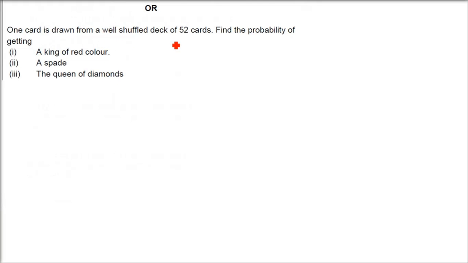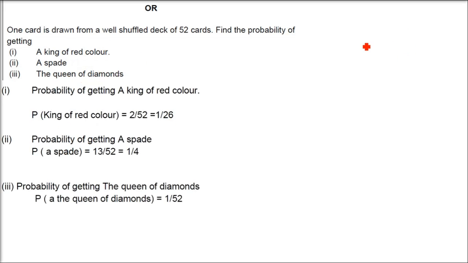One card is drawn from a well-shuffled deck of 52 cards. Find the probability of getting a king of red color or a spade, the queen of diamonds.